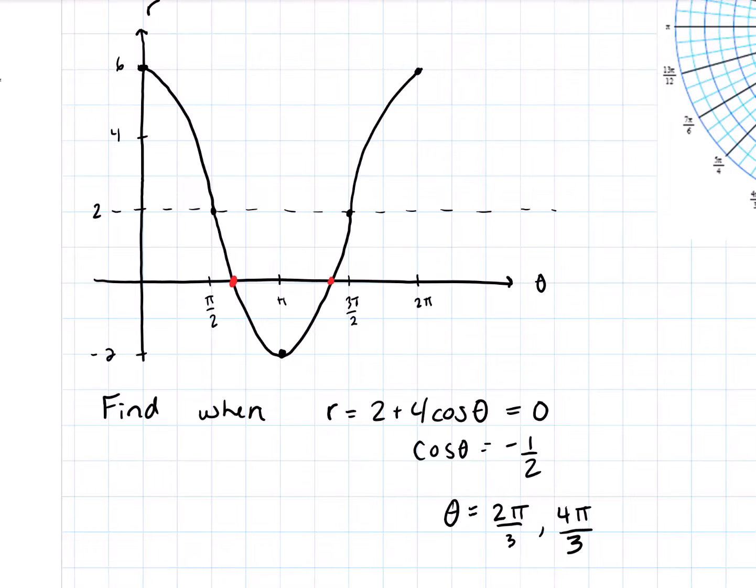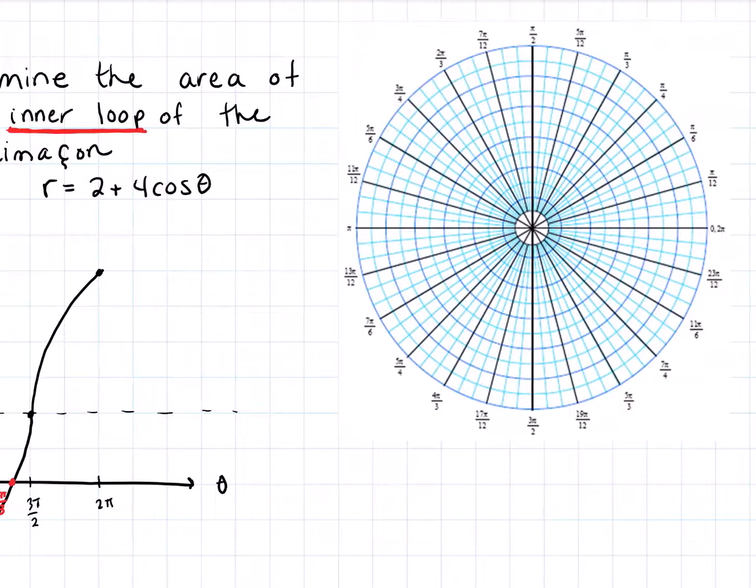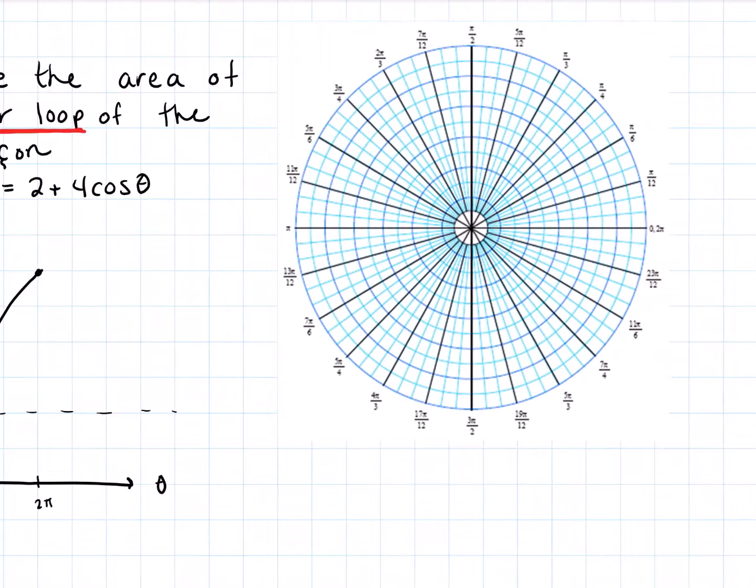Okay, so that does help to have those 2 points there. So let's put those in red here. So 2 pi over 3 and 4 pi over 3. Knowing those 2 points right there is going to be useful. So let's come over here and let's even identify them.